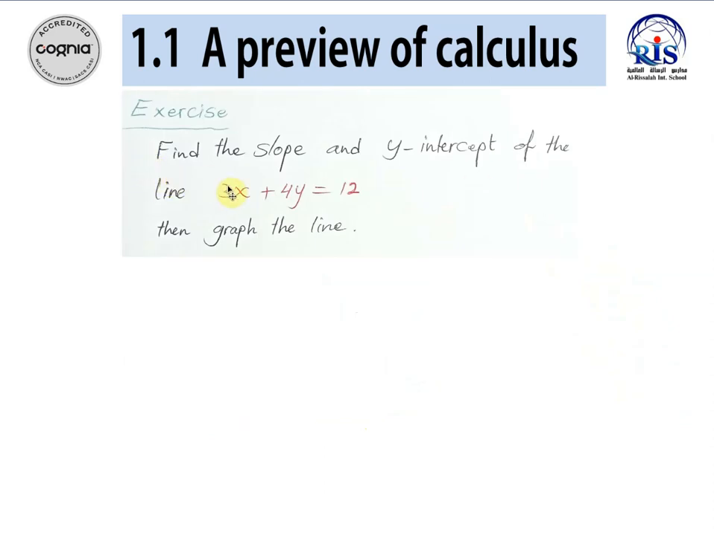Exercise for you: find the slope and the y-intercept of the line 3x plus 4y equals 12, then graph the line.